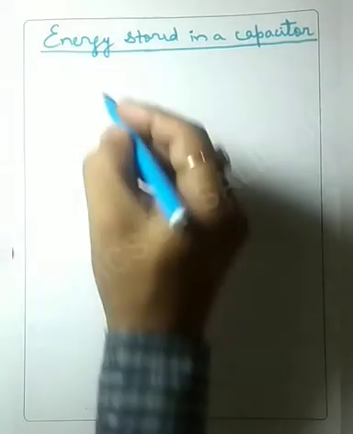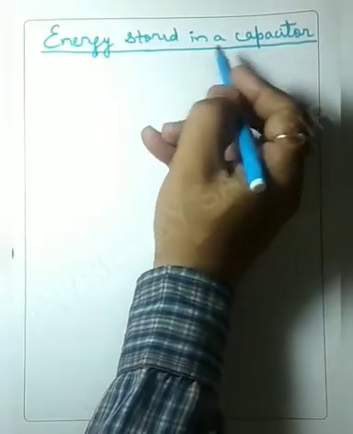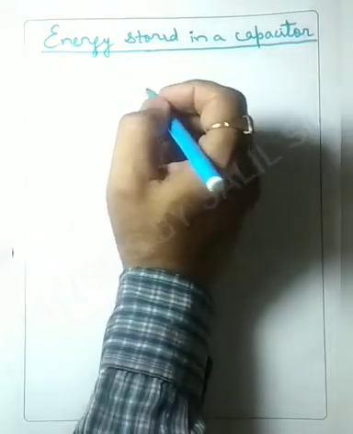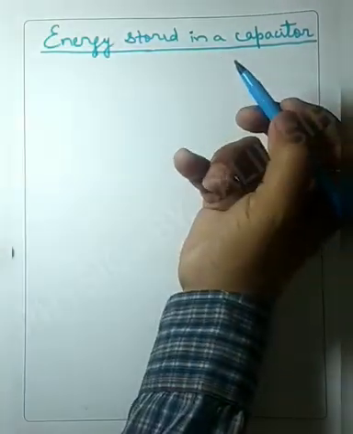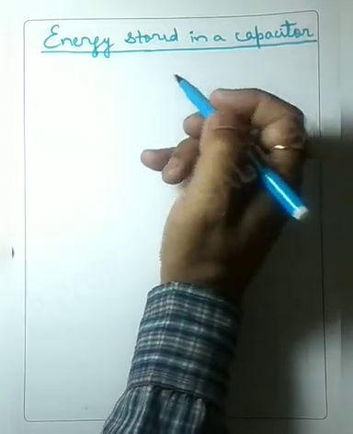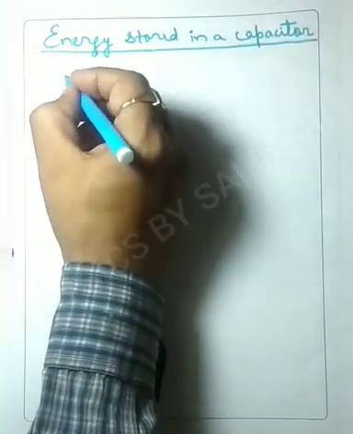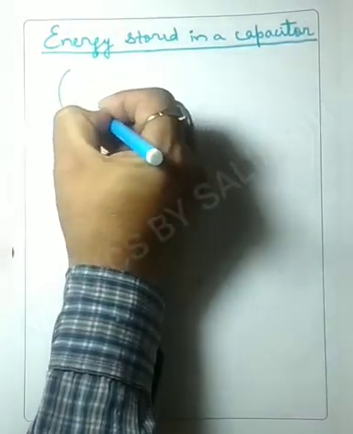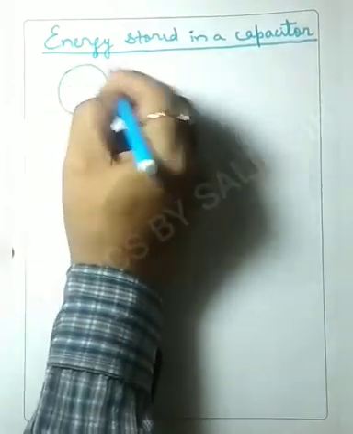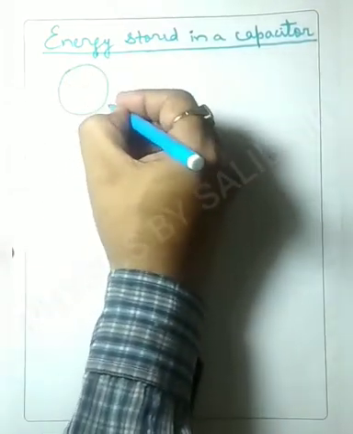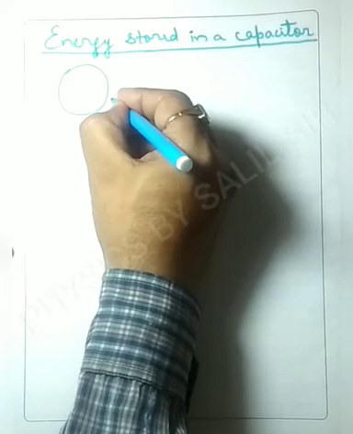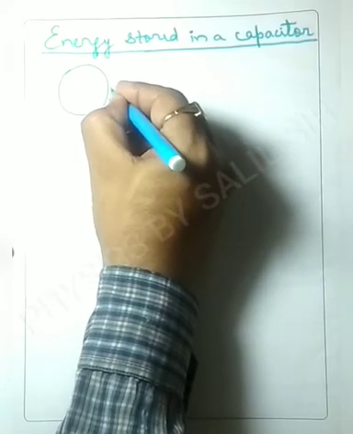Now let's start. Energy stored in a capacitor. We have to prove the expression of energy which is stored in the capacitor. How can we prove it? Let's start. Suppose this is a capacitor and it has got a certain initial charge Q previously.